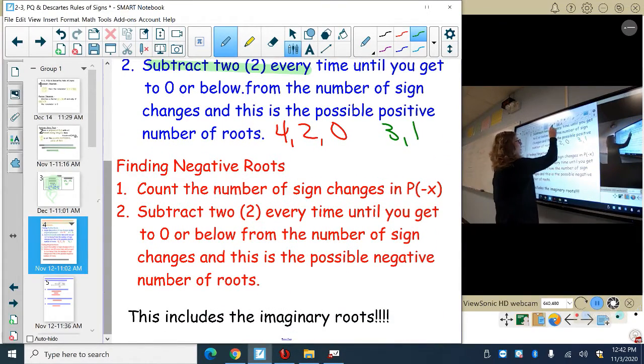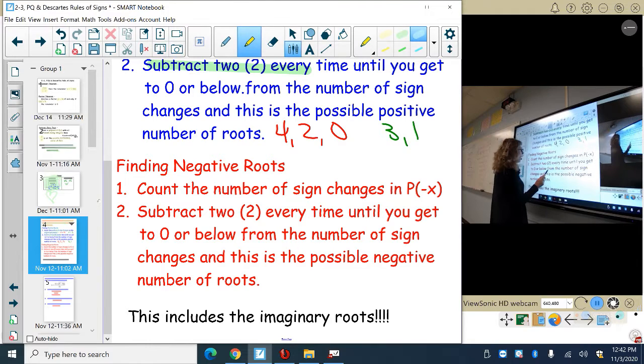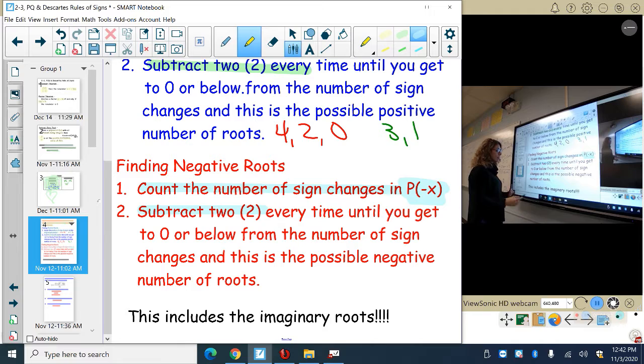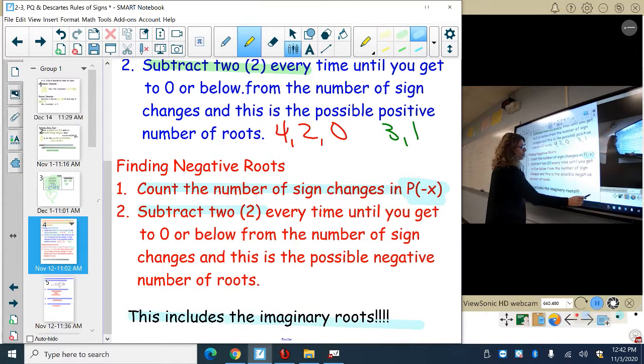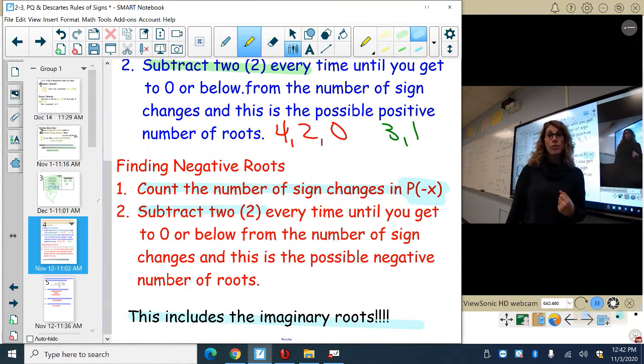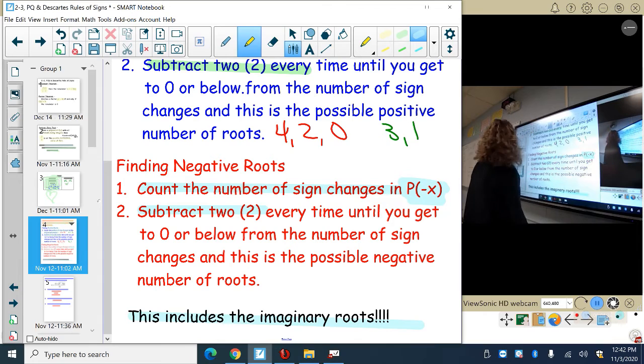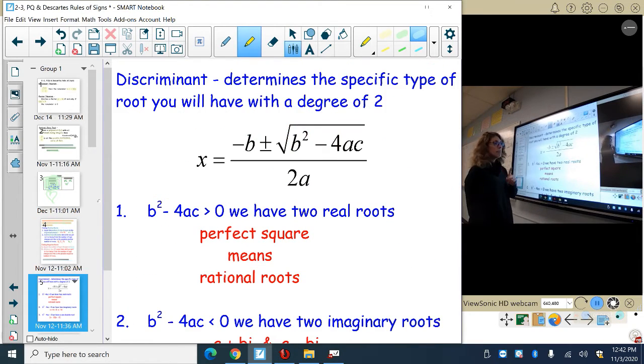Now, for negative sign changes, you are going to count the number of sign changes in f at -x. Super important. You're replacing x with a negative x. And then you're going to do the same process and subtract. This includes imaginary roots. So important for your brain to understand. What do I mean? I'll get there in a second.